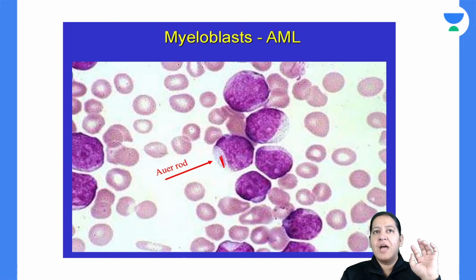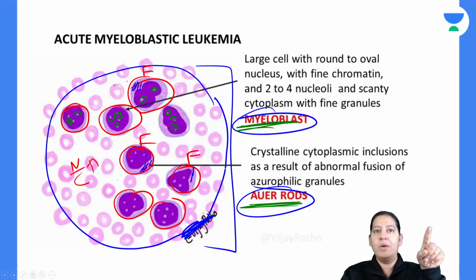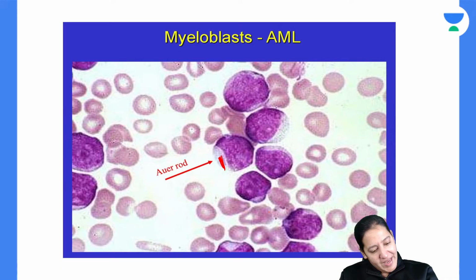So appreciate the iron rod. It is not the thing you have to learn that this image will come in your exam or this will come, this too will come. So any image can come. Learn the concept. Don't learn the image. So we have completed the myeloid leukemias. Give me a thumbs up, everyone.